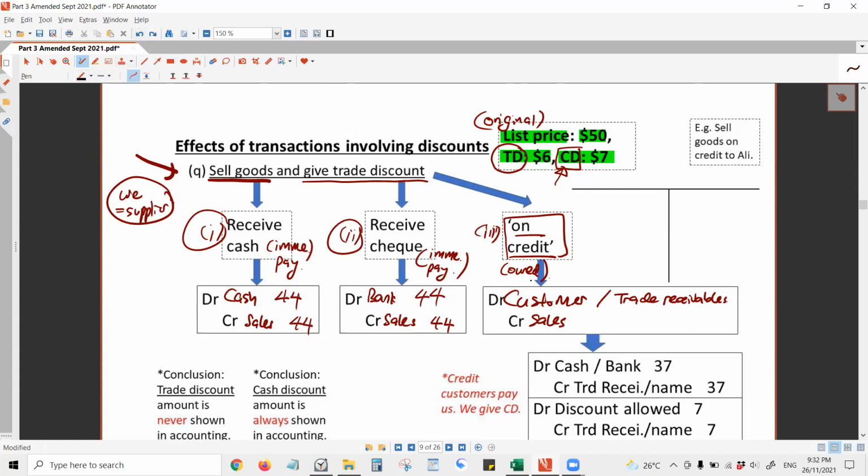But you can give them trade discount first. So trade discount is applied here. You also write 44 here, because when you sell goods on credit, you send goods to them first. When you have sent goods to them, do you know how much they have bought? Yes, right. Therefore, you can deduct the $6 now. You get the idea? So after you sell goods on credit to the customer, customers start to owe us $44.